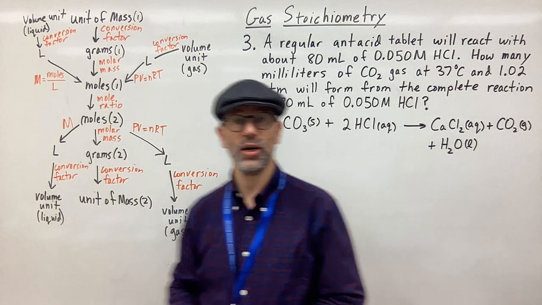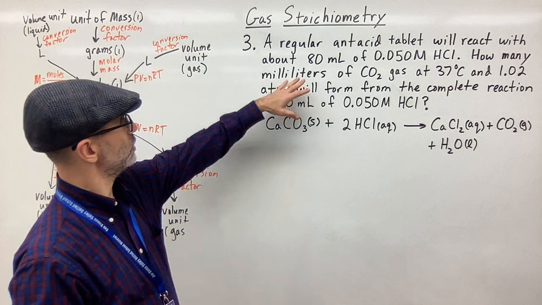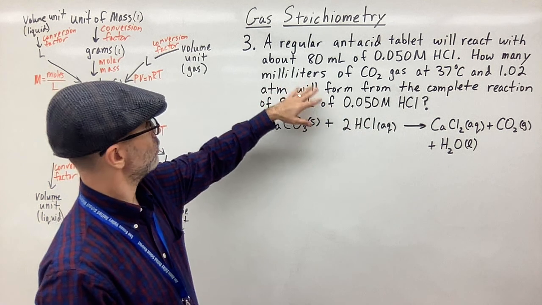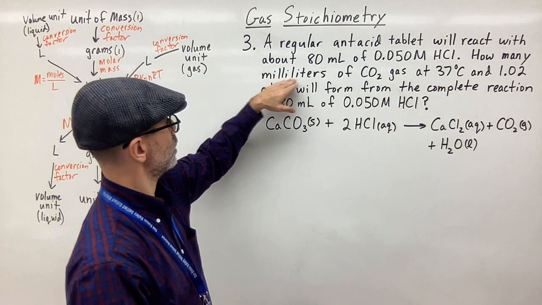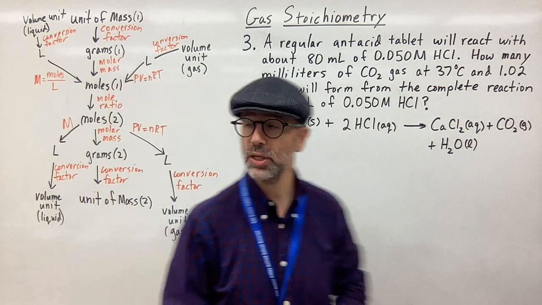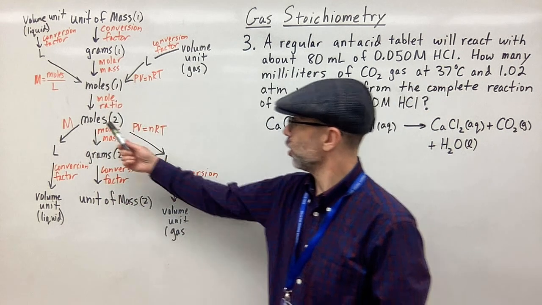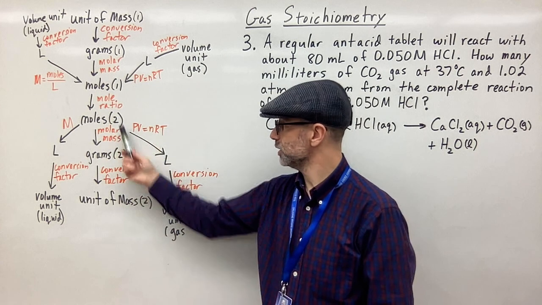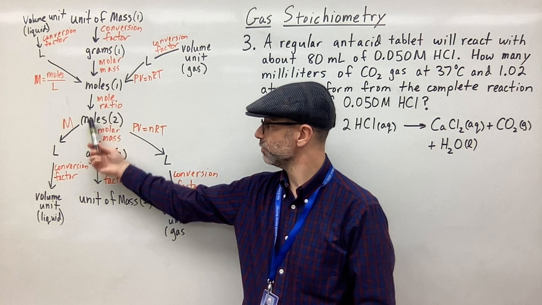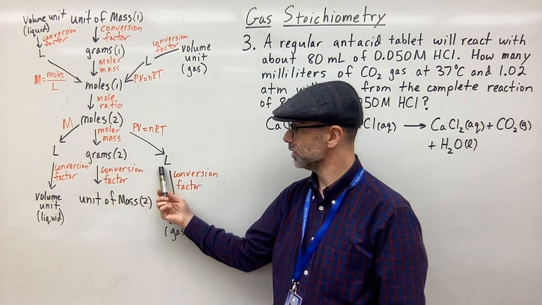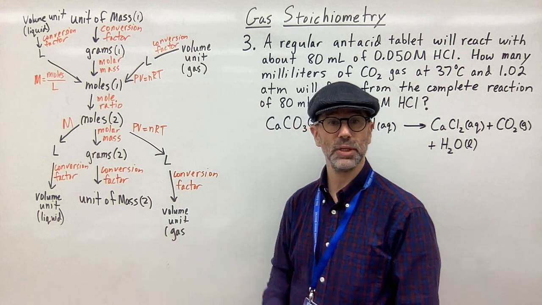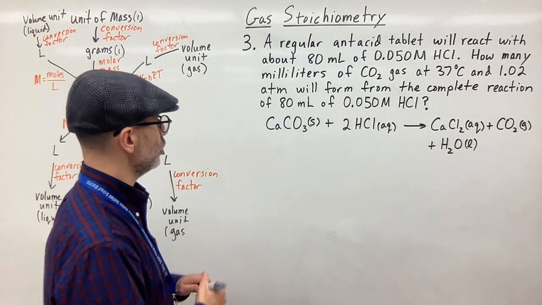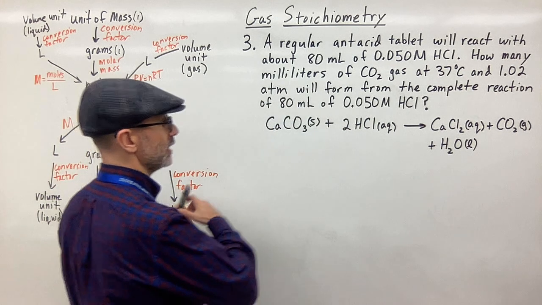What are they asking for us? They're asking for the amount of, where is it? Oh, so how many milliliters of CO2 gas? So we want milliliters of CO2 gas. So here, we're going to have to go this way. We're going to have to use PV equals nRT to convert the moles of gas, CO2, to liters, and then convert that to milliliters, which is the volume unit that they want. So using our roadmap, we could figure out what these steps are going to be.